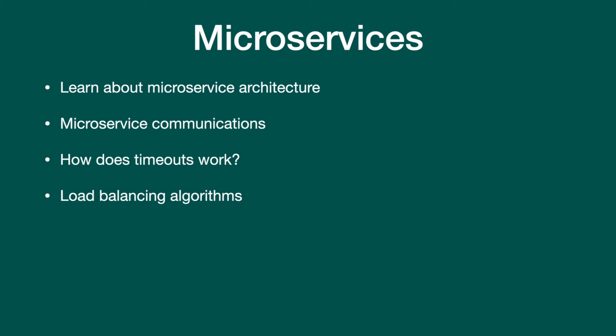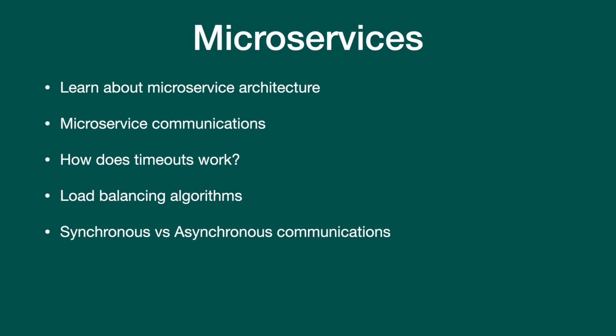You want to know about different load balancing algorithms. Let's say you have one microservice and you have 10 instances of it. When a request comes in, which one of the 10 instances should you forward your request to? There are a bunch of algorithms for it. Take a look at the different algorithms and see how one compares against the other.